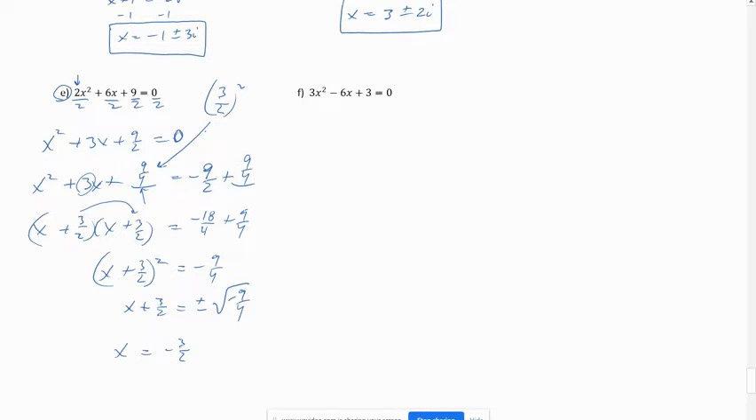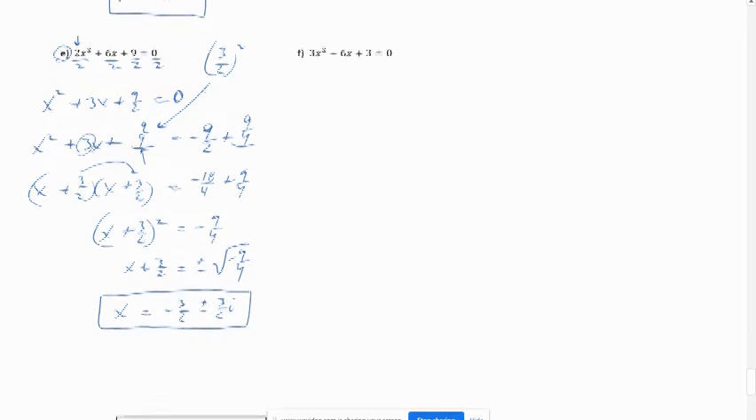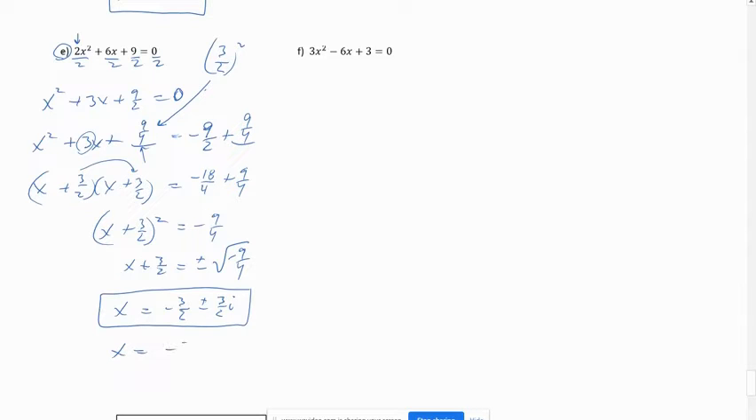Then we have negative 3/2 plus and minus 3/2i. The square root of 9 is 3, and the square root of 4 is 2. The square root of negative 1 is i. And so that's one way to write the answer. You could also write it as x equals negative 3 plus and minus 3i, all divided by 2. That's the same answer, just written a little bit differently. Okay, so please pause your video and try problem F.